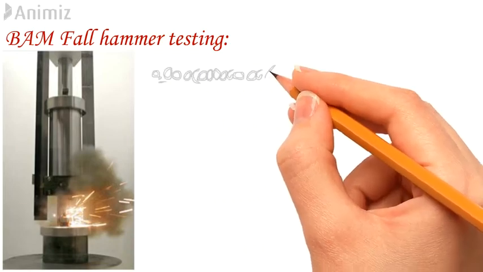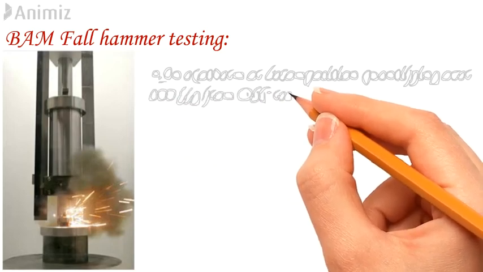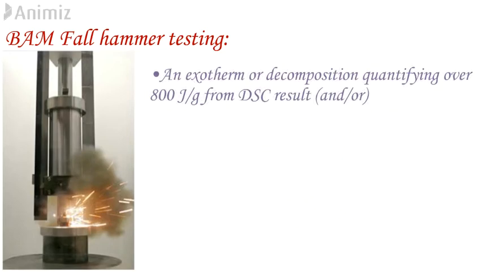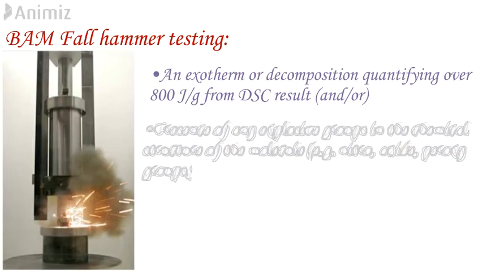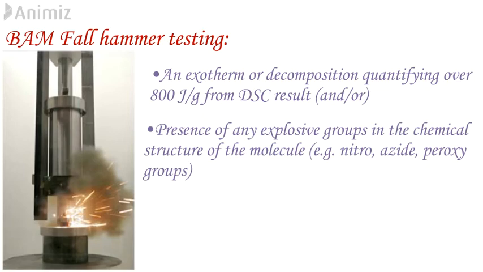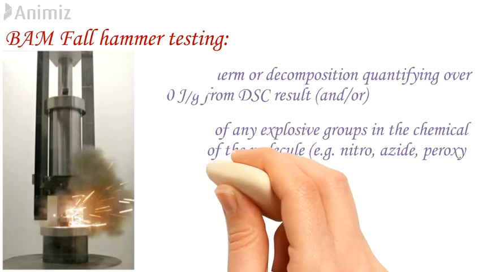This can be measured with the help of an equipment called the BAM fall hammer test. It is also known from several sources that not every powder or material is a candidate for the shock sensitivity test. A powder or a material is said to be a candidate for the shock sensitivity test only if it satisfies either of two conditions mentioned. First, an exotherm of decomposition quantifying over 800 joules per gram energy from the DSC result. Or second, presence of any explosive group in the chemical structure of the molecule, for example nitro group, azide group, peroxide group, as mentioned in the previous table.